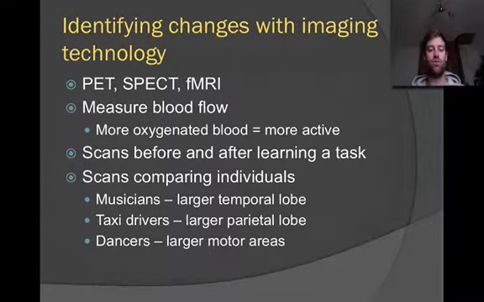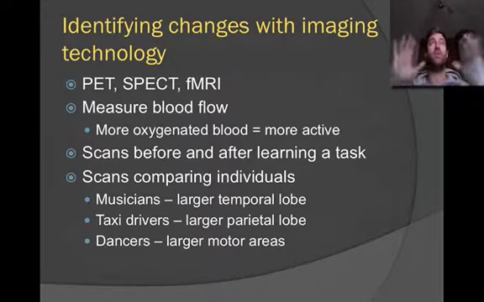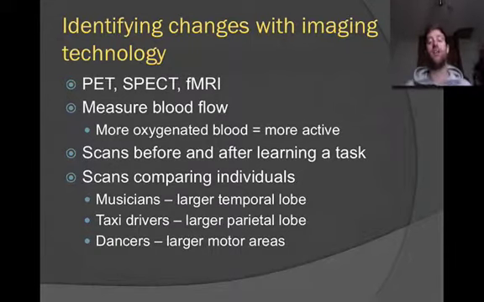Okay, that's really important. For example, you can also have scans that compare individuals. So musicians, because they spend a large time listening and creating music, have larger temporal lobes. Taxi drivers, because they spend a large time creating mental maps, have larger parietal lobes, and dancers, because they have such great control over their body, have larger motor areas.